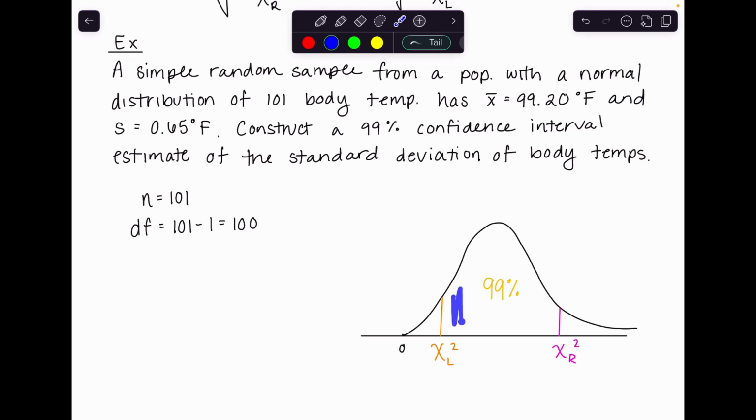If 99% falls in between, that leaves 1% for these outside. So that means this area is going to be half of that. So this is 0.5%. And then likewise, this is the same. This is also going to be 0.5%.